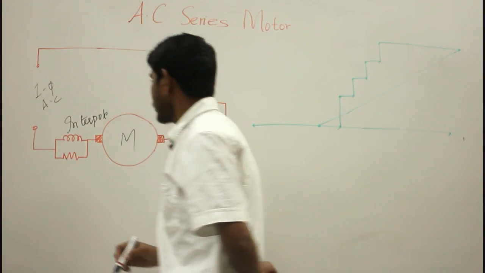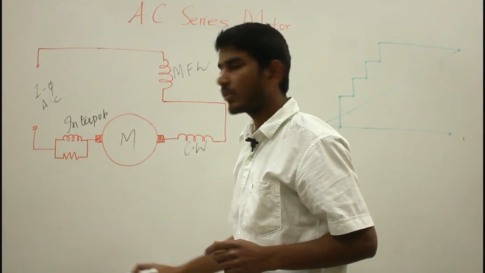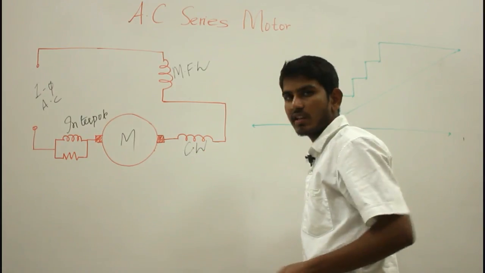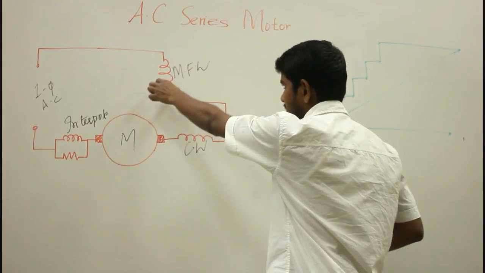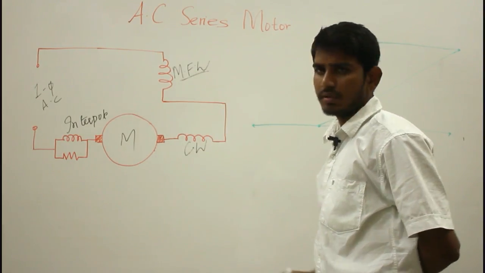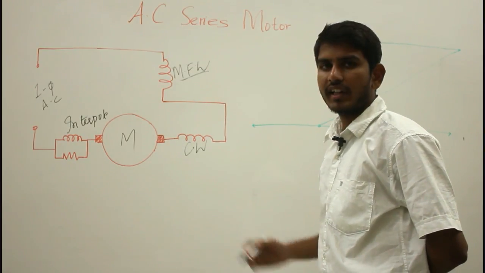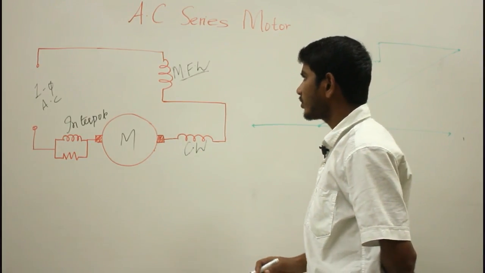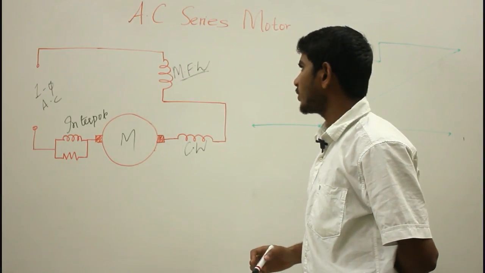AC supply. The interpoles are designed to reduce the sparking occurring at the brushes. The compensating winding is provided to neutralize the flux of the armature circuit, and the main field winding is to develop the necessary torque. In order to reduce the reactance, because the power factor is directly related to the reactance of the main field winding and the armature circuit reactance, in order to improve the power factor, we reduce the number of turns in the main field winding.